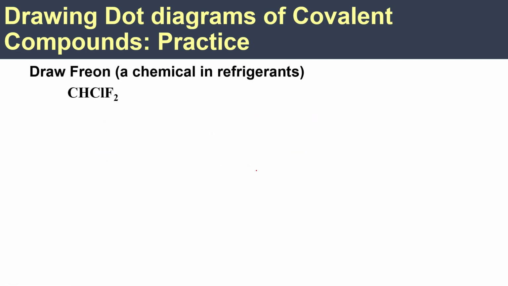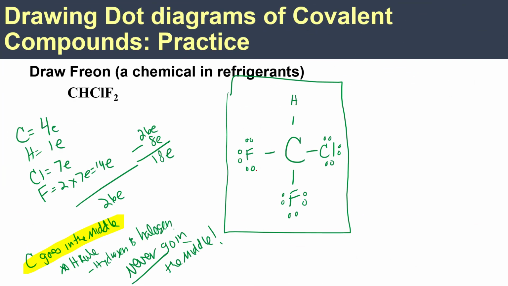All right, let's give this next one a shot. This molecule is called Freon, and it is a chemical that is found in refrigerants. So pause the video now, and then when you think you got an answer, unpause. All right, if you did this one correctly, here's what you should have gotten. Now, there was a lot of atoms that were here, and you were probably trying to figure out who goes in the middle, but alas, a lot of them are hydrogens and halogens, so none of them could go in the middle with the exception of your carbon.